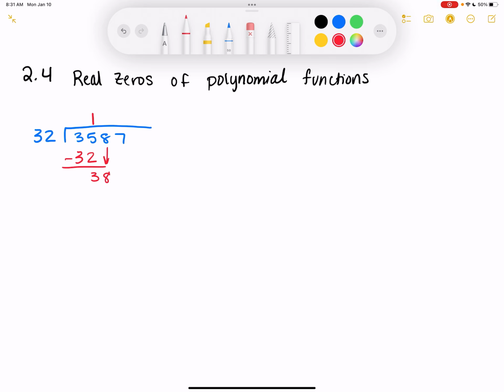So then that goes in 1 time. 32 times 1 is 32, and 35 minus 32 leaves 3. Then 3 goes into 64 twice, which is 64, and then you have the remainder of 3. Okay, so 112 with a remainder of 3.